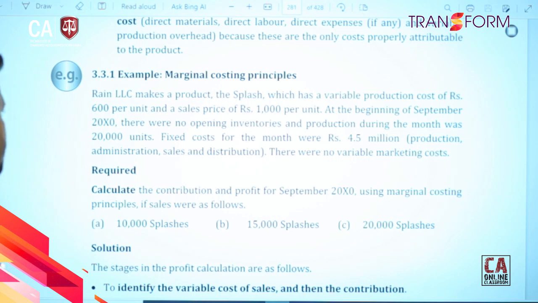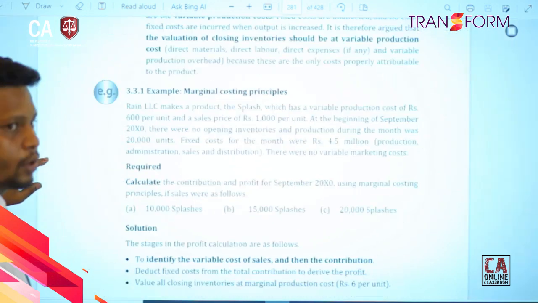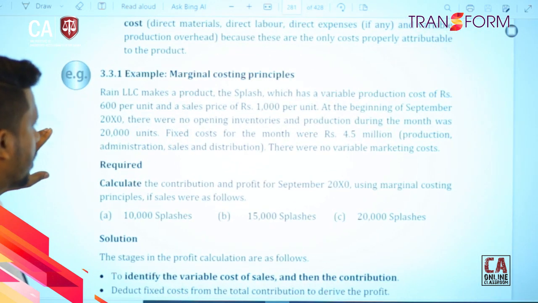Rain LLC makes a product, the Splash, which has a variable production cost of 600 rupees per unit and a sale price of 1000 per unit. At the beginning of September there were no opening inventories and production during the month was 20 units. Fixed costs for the month were 4.5 million. Then there were no marketing costs. What is the requirement?